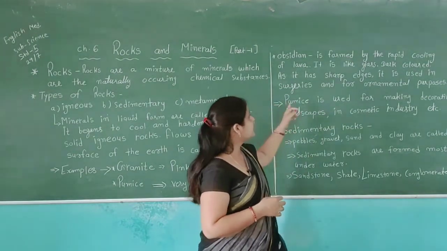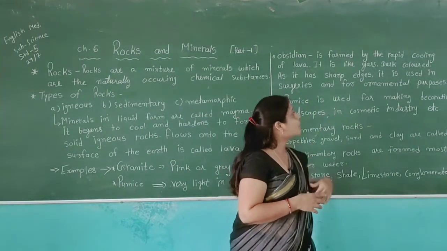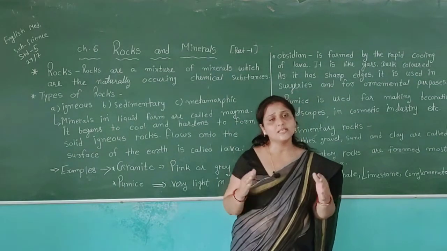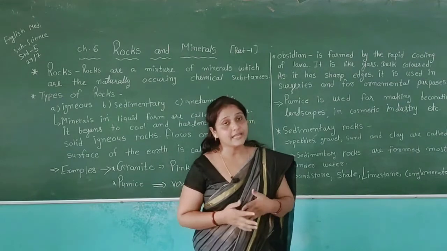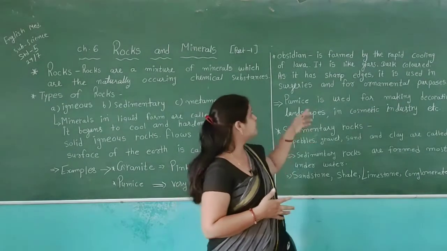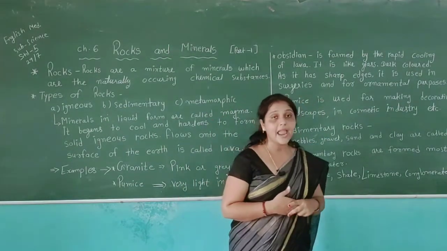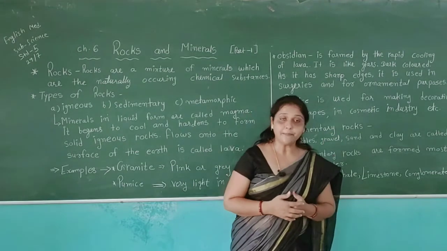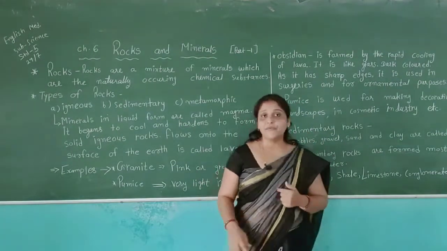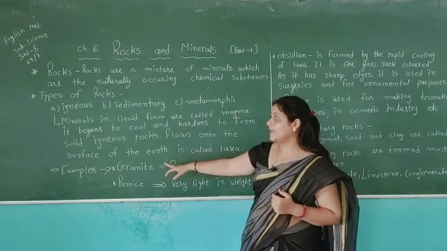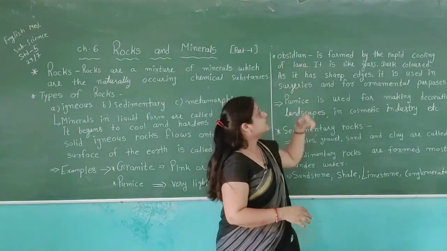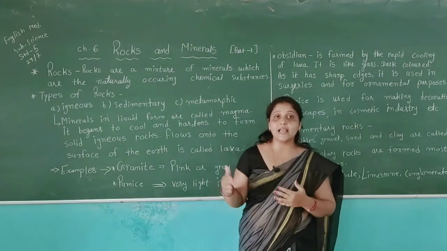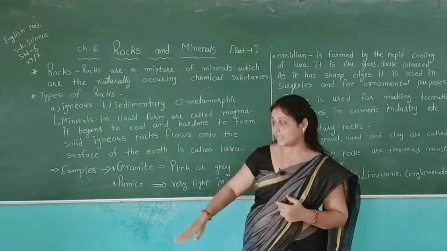It is used in surgeries and for ornament purposes because it is almost like glass and has sharp edges. So we have three types of igneous rocks: granite, pumice, and obsidian, which are used in different ways.